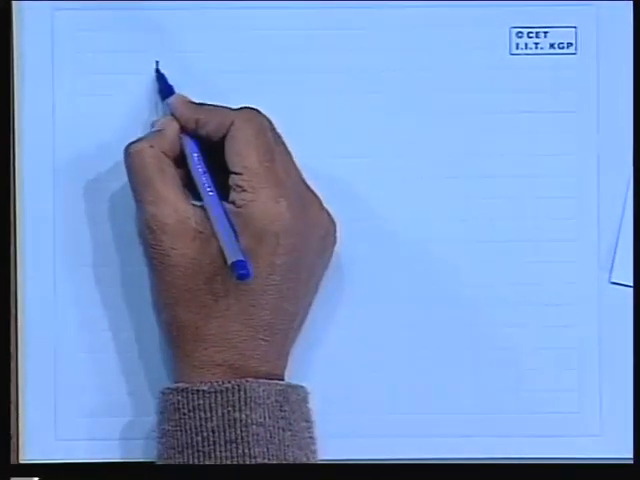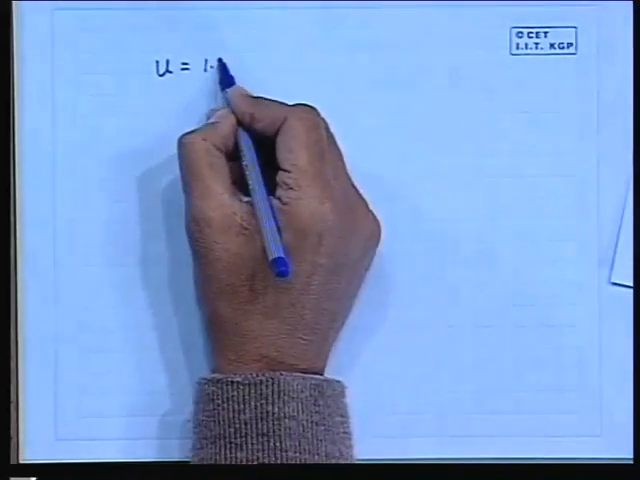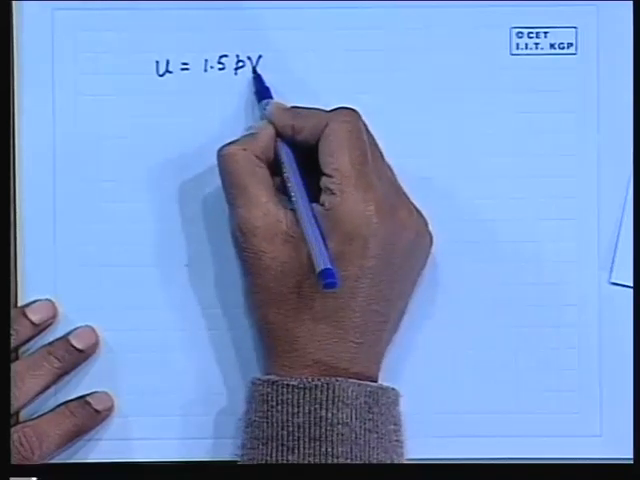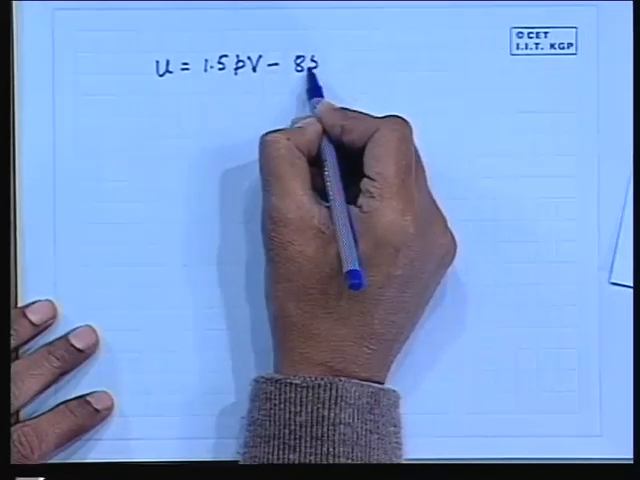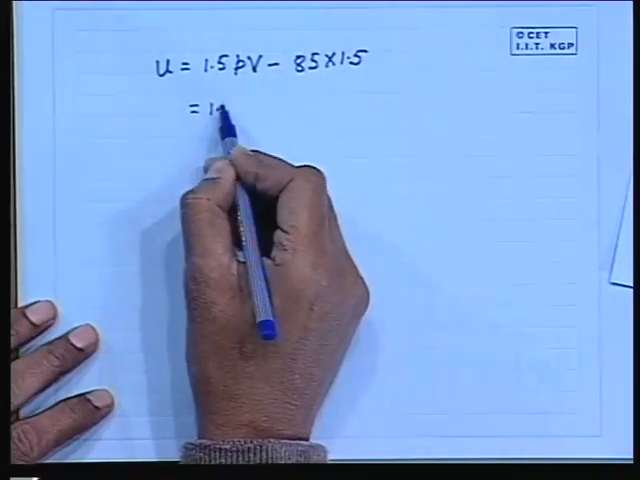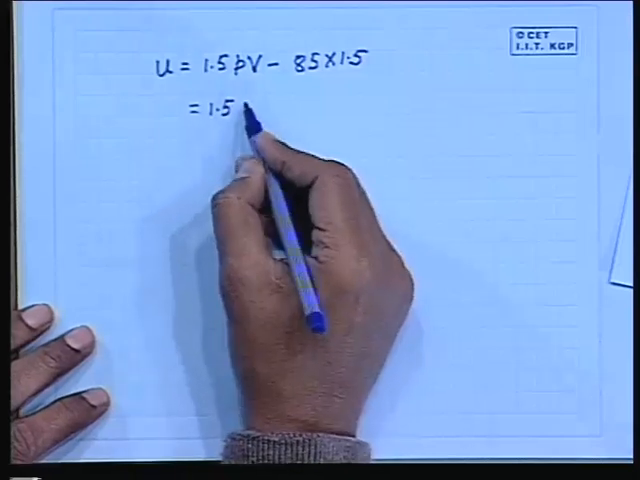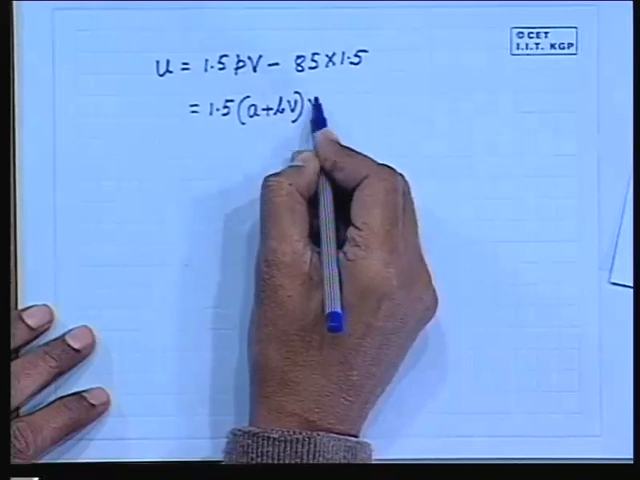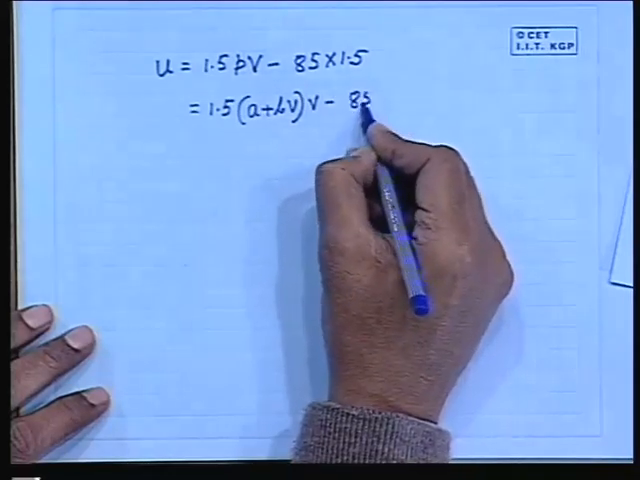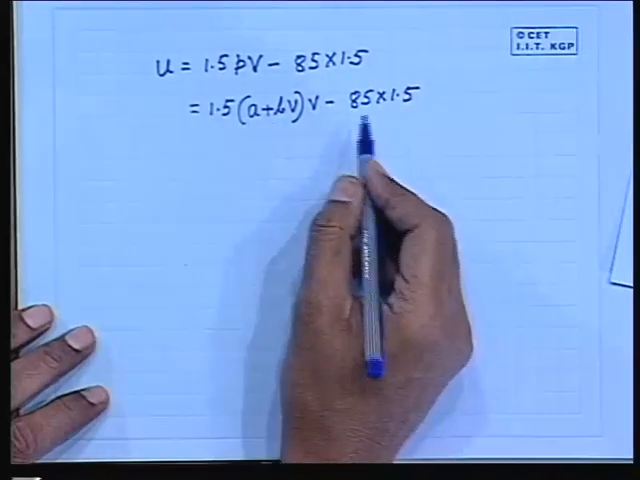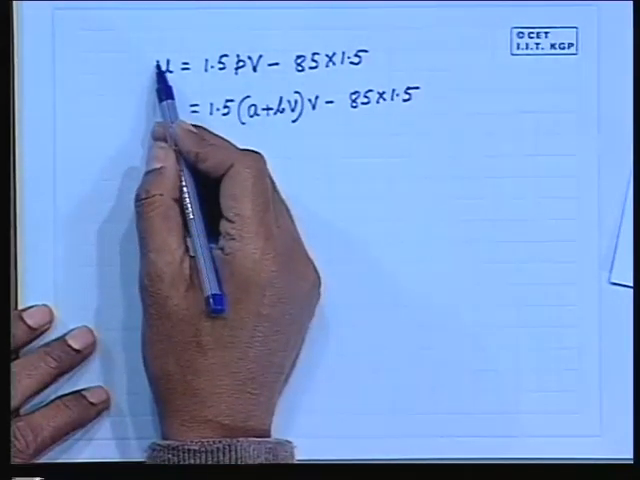That means first you write U. What is U? U is equal to 1.5 PV, well, minus 85 into 1.5. So you express this in one variable. That means P is A plus BV into V minus this thing. It doesn't matter whatever it is. Until and unless we are interested in finding it out, it will be required when you find out the maximum internal energy.